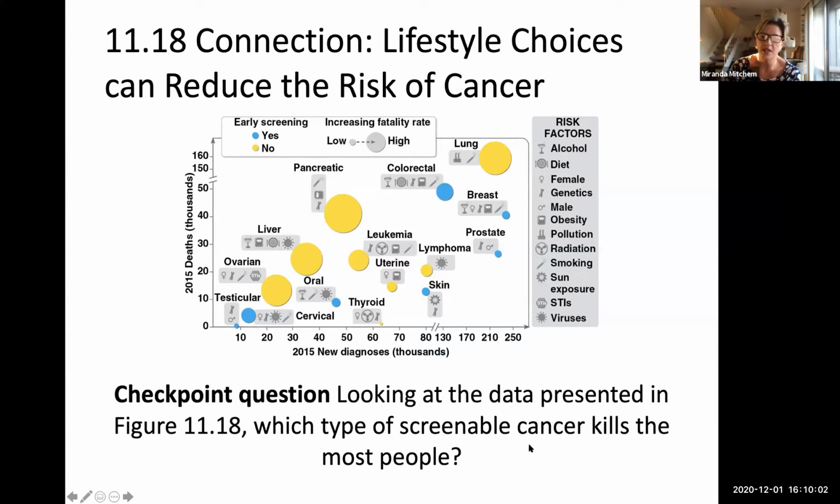So what type of screenable cancer kills the most people? Here we go. It's colorectal cancer. And we've got a good 10, 15, 20 years to mediate this by getting in for a colonoscopy and removing those polyps so that the person hopefully does not develop cancer.